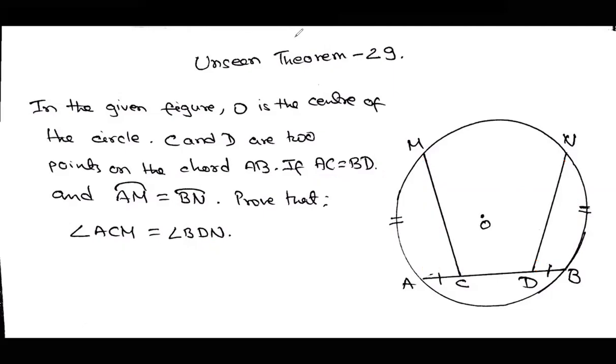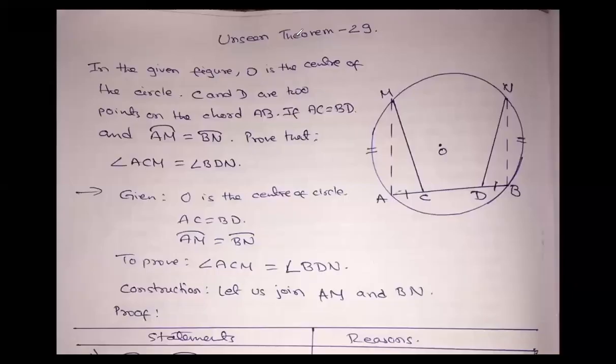Let's see the next figure, number 29. Here we have drawn the construction with dotted lines. Construction should always be done with dotted lines, and as far as possible do it with a pencil. O is the center of the circle; whatever is given in the question, write it down as it is. C and D are two points of the chord. If AC is equal to BD, write it down. Arc AM and arc PN are equal to each other. Then write down what we are asked to prove.